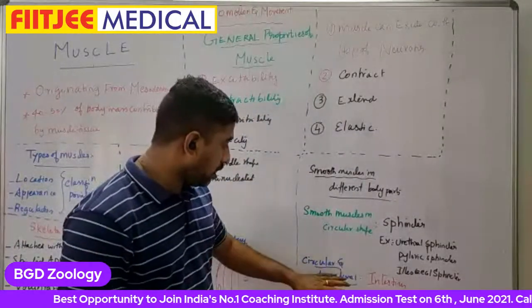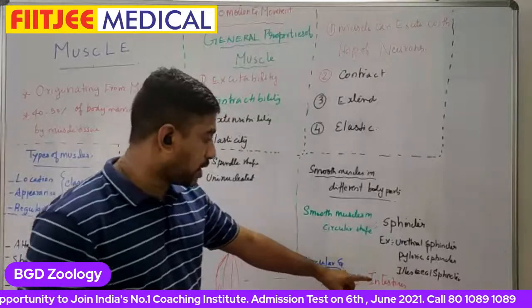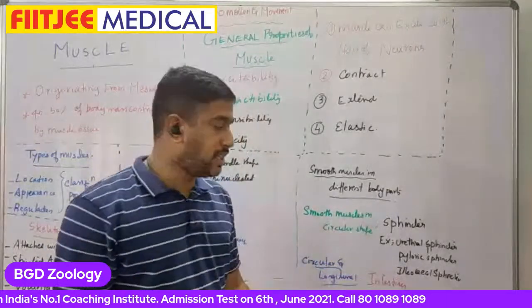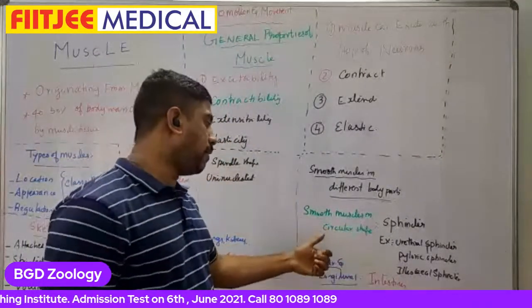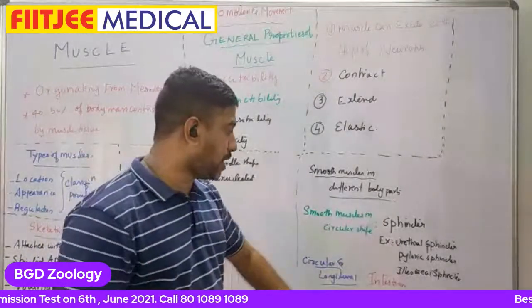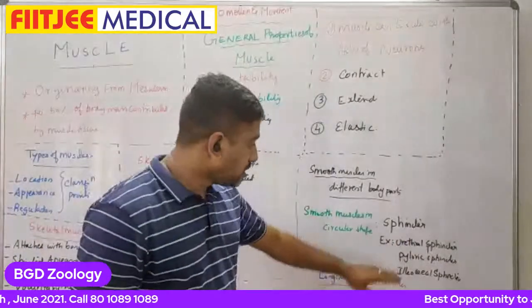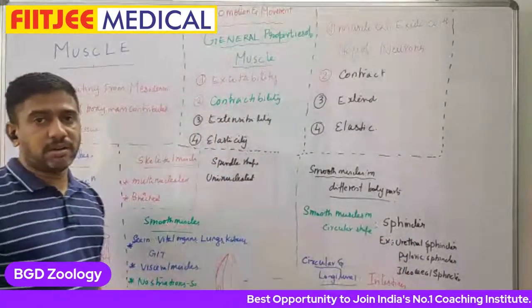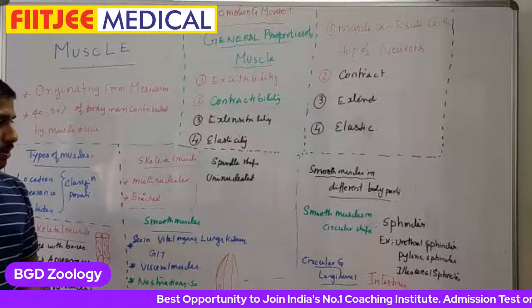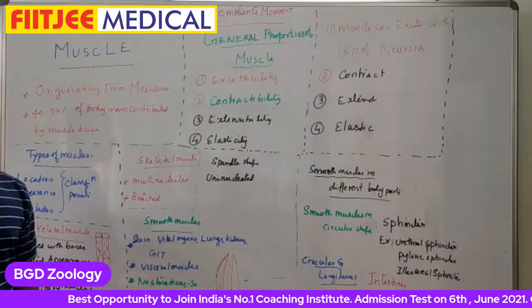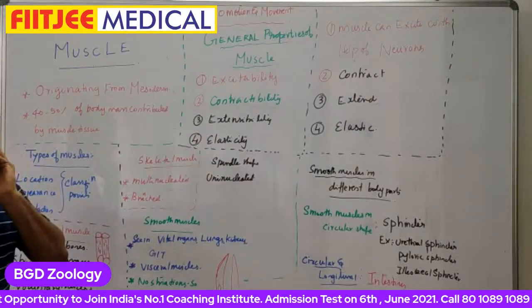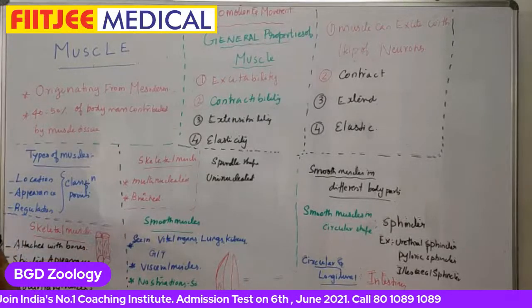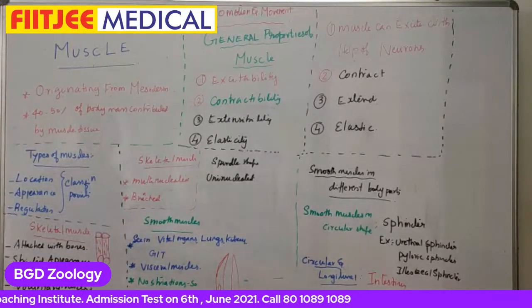The circular and longitudinal smooth muscles you can observe in the case of intestines. And the good example for the circular smooth muscles, we call it sphincters, seen in the urethral, pyloric, and ileocecal regions. So these are the main points about the smooth muscles. Now, looking into the next one, that is the cardiac muscles.